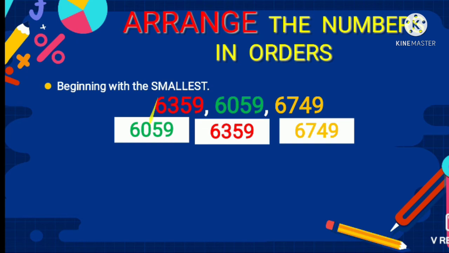So now you know how to arrange. First you compare the biggest. The 1,000 is the same, and you go to the 100 because the 100 is different. So you compare the 100.